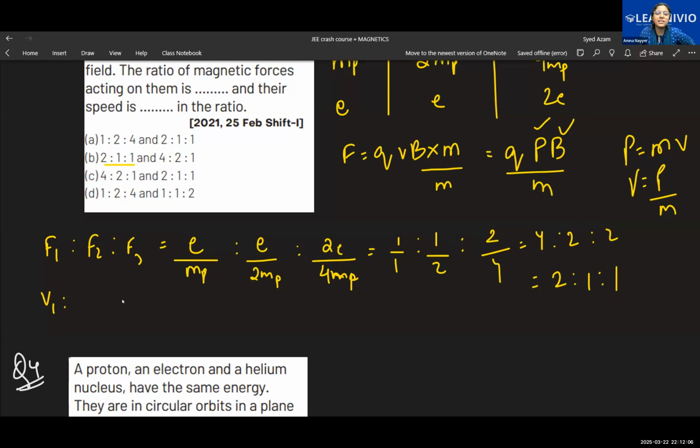V1 is to V2 is to V3 when you take. Look, this will be 1 by 1, 1 by 1, 1 by 4. We are not considering the charges. Momentum is constant here. Only masses are taken. So you multiply it directly with 4. When you multiply it with 4, it is 4 is to 4 is to 1. So B option. Am I clear? Yes, ma'am.